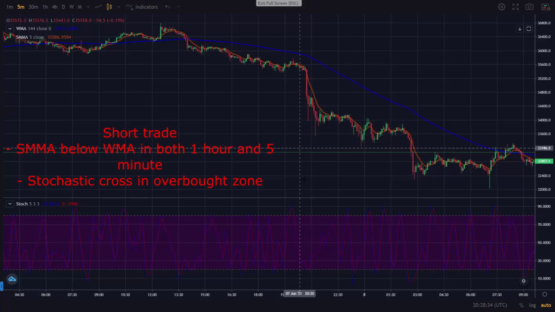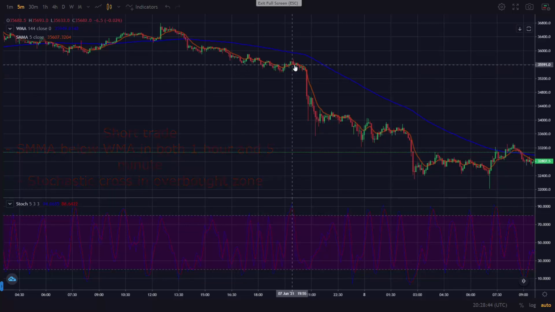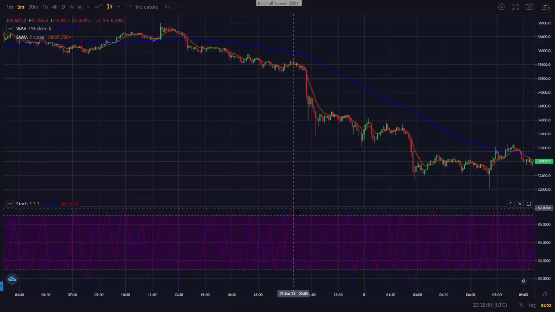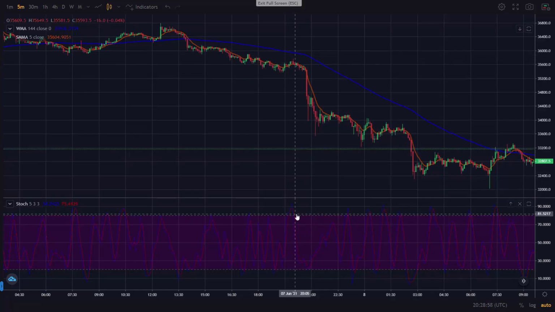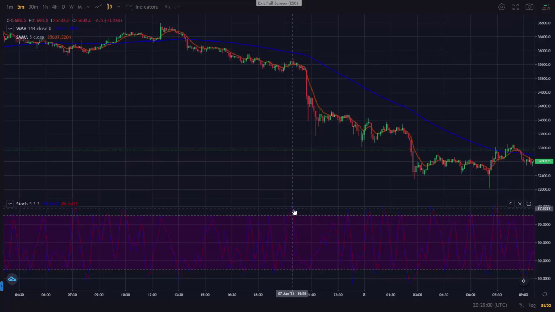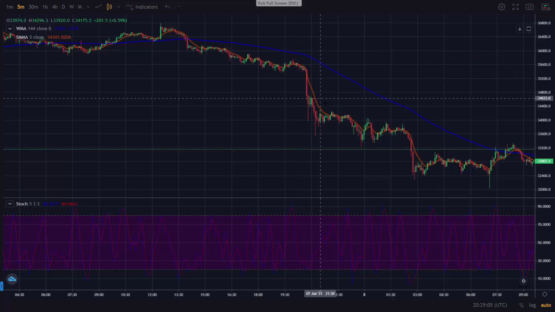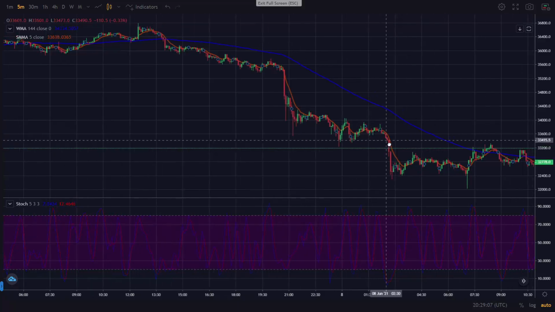Next thing we want to find is areas where the stochastic shows a cross in an overbought situation. So when you're looking at a downtrend, you want to be going short. So here we're going to be looking at overbought situations which signal a short trade. And as you can see here, we have the SMMA below the WMA and we have a cross in the overbought situation. So a short trade can be opened at this point, and as you can see, price followed.